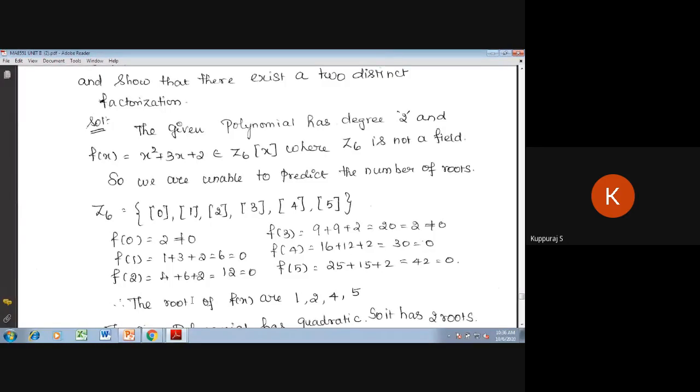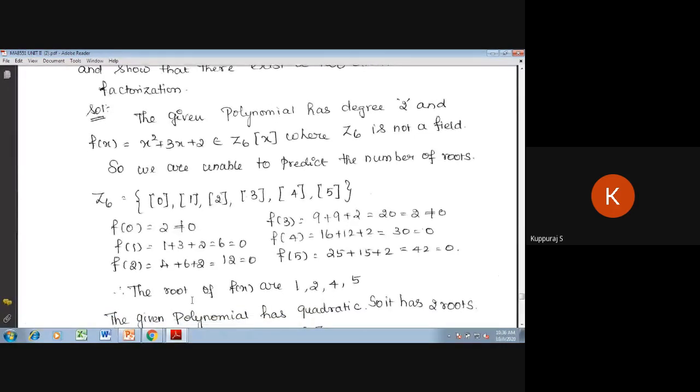Now putting x equals 0 in the given polynomial, f of 0 is equal to 2. So 2 is not equal to 0. Therefore, 0 is not a root of the given polynomial. Then putting x equal to 1, f of 1 is equal to 0. So 1 is the root, since x equal to 1 makes the given polynomial 0.